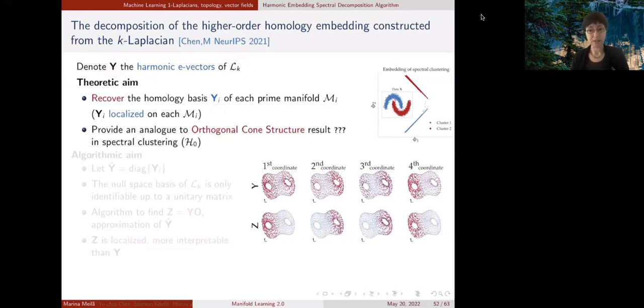Here we show what happens in spectral clustering. If we have two very weakly connected components, then the spectrum of the Laplacian, of the zeroth Laplacian, decomposes into not just two disconnected sets, but these sets are also orthogonal. Yes, and this is what we are going to look for in the decomposition of the first order Laplacian.